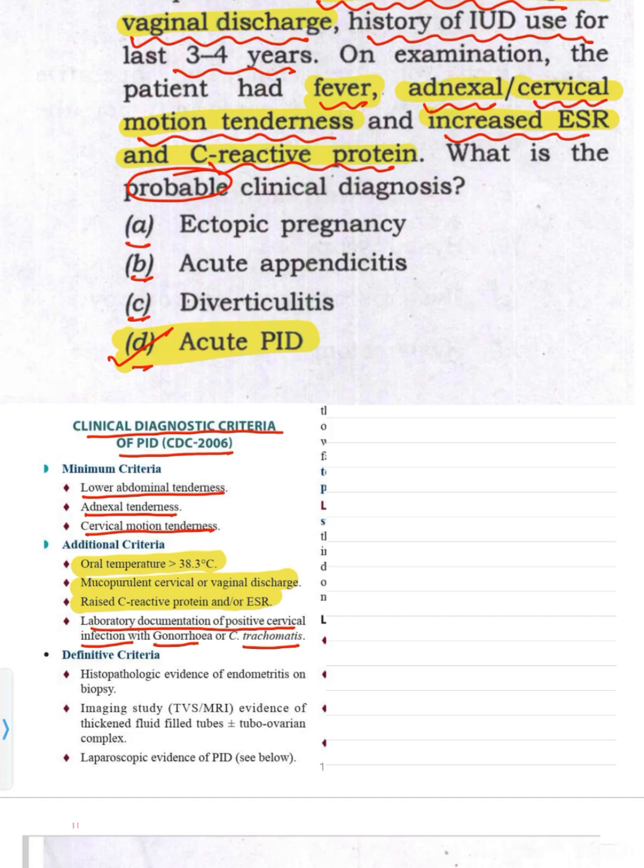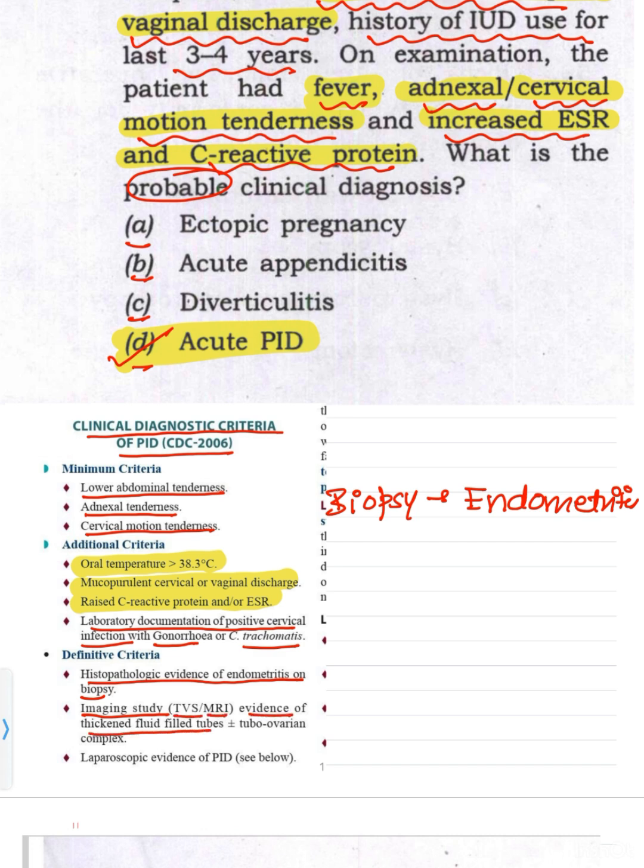Now the definitive criteria: histopathological evidence of endometritis on biopsy. So you have taken a biopsy, and on the biopsy you find evidence of endometritis, inflammation of the endometrium. Then you did an imaging study, which can be transvaginal sonography or MRI, which shows thickened fluid-filled tubes with or without a tubo-ovarian complex. And third is laparoscopic evidence of pelvic inflammatory disease. So that's why the answer will be acute pelvic inflammatory disease.